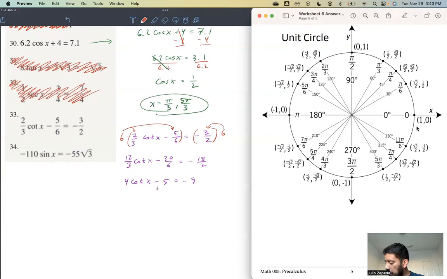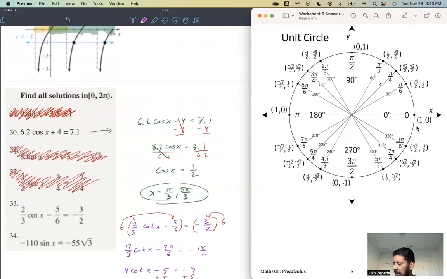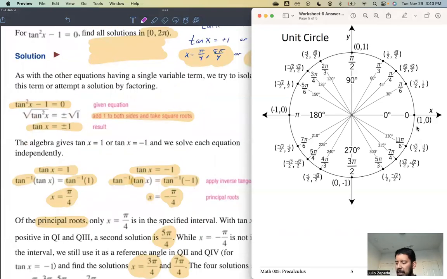And then I can add 5 to both sides. And I get 4 cotangent x equals negative 4. Finally, divide by 4. And I get cotangent of x equals negative 1. All right, nice. We've already seen this problem, like I said earlier. Hopefully you recognize that when the tangent is 1, that's a pi over 4 kind of angle usually.